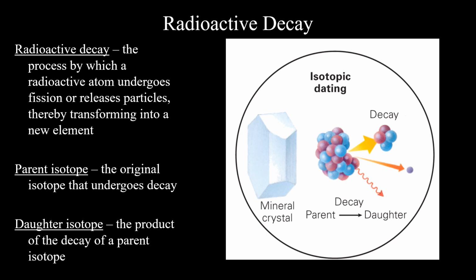So these are fissioning. And when we discuss this, we talk about a parent isotope and a daughter isotope. So the parent isotope is the unstable isotope that is ready to decay, and the daughter is the product of the decay of that parent isotope.